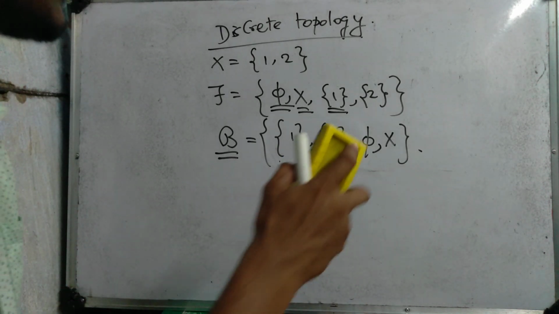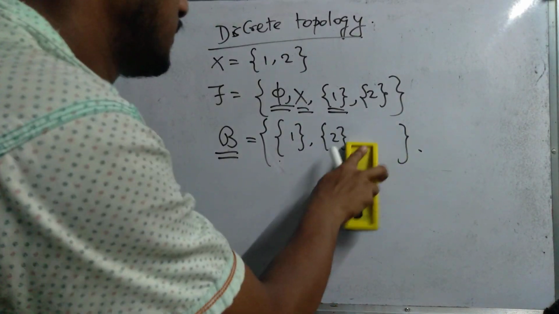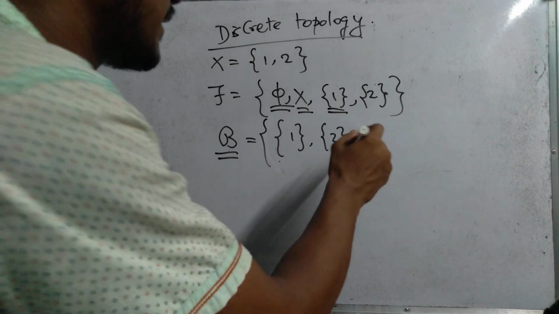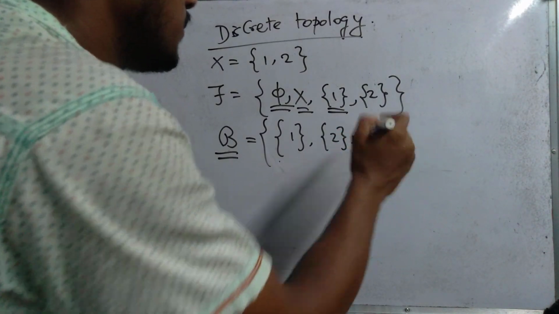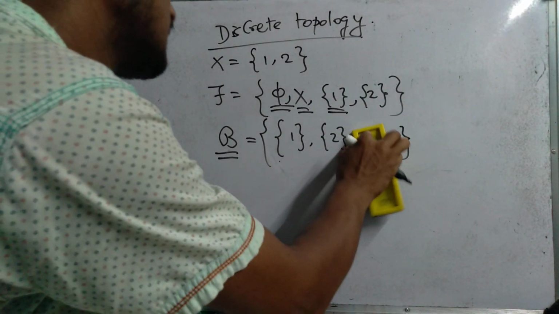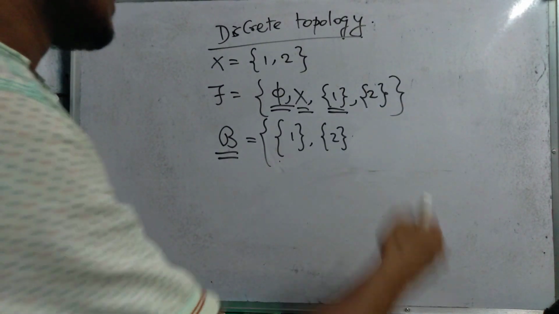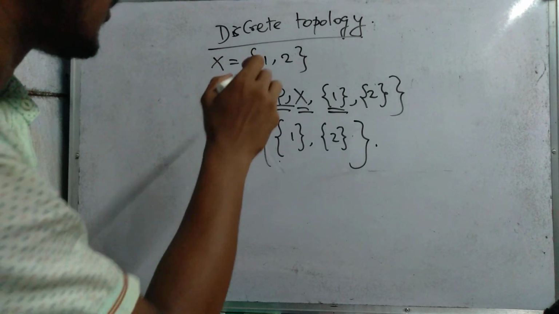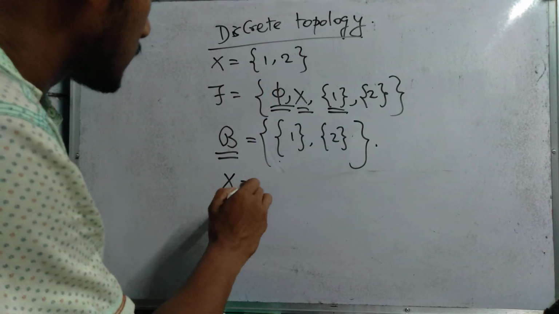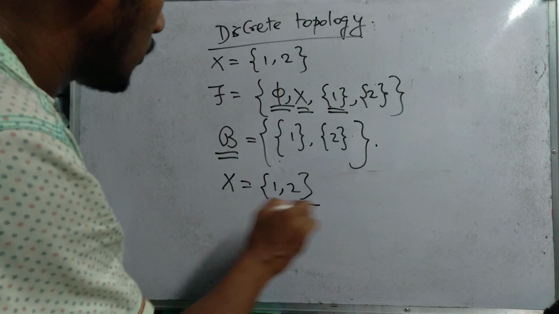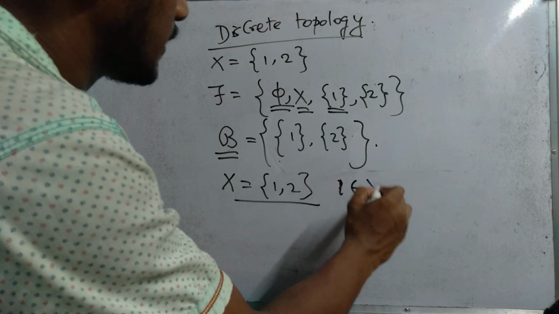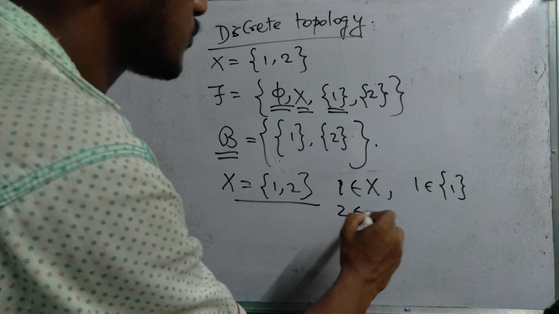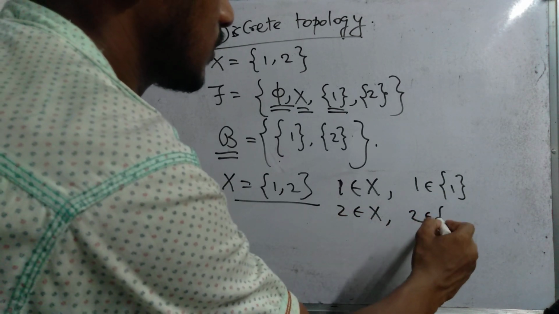Not I do something. If we take phi and x, then not a problem. But here obviously singleton 1 and singleton 2 also generate a basis, because if x contains 1, 2, then any point 1 belongs to x, then 1 belongs to this one. If 2 belongs to x, then 2 belongs to this one.